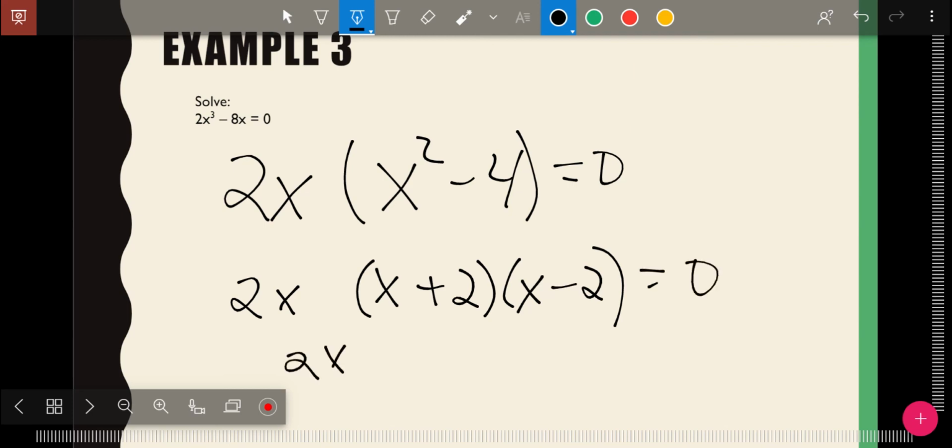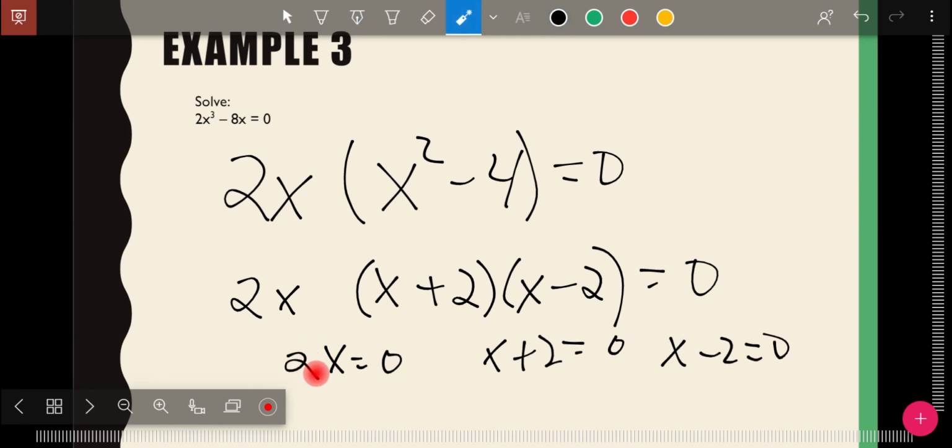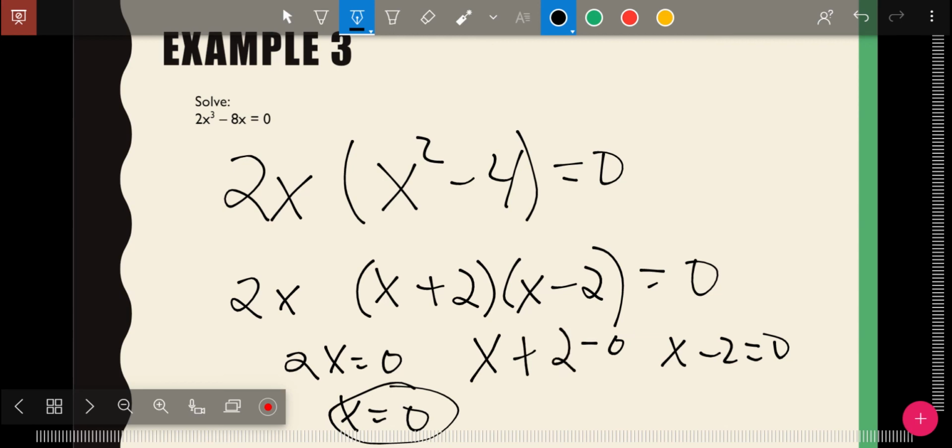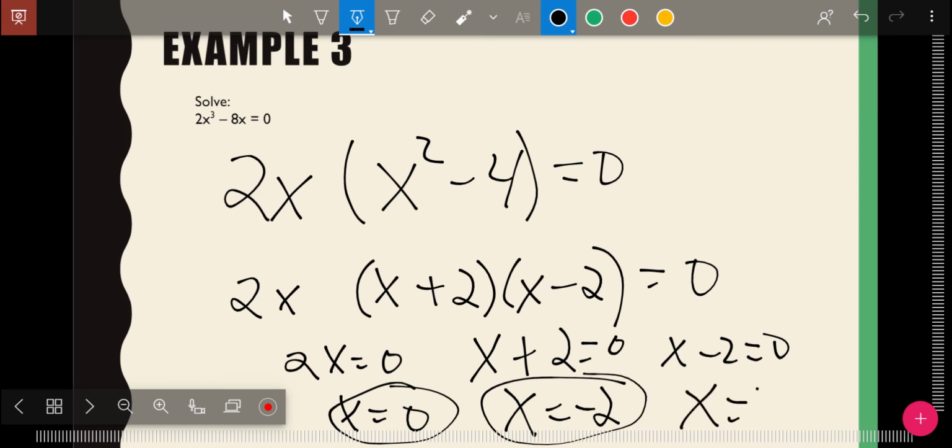Now I set each part equal to 0. On the first one, I divide by 2. I get x equals 0. Good to go. On the next one, x plus 2 equals 0. On this one over here, I minus 2 to both sides. And so I get x equals negative 2. And then on the last one, I add 2 to both sides, so I get x equals positive 2.